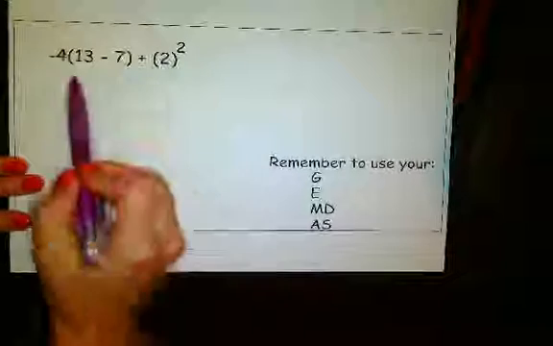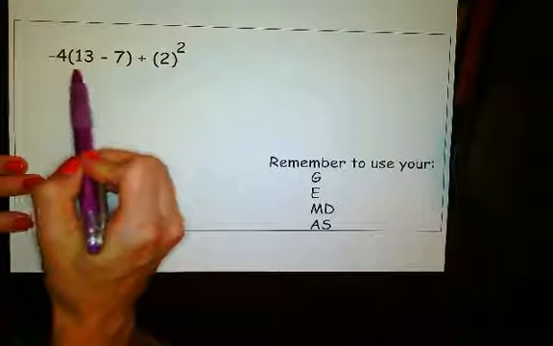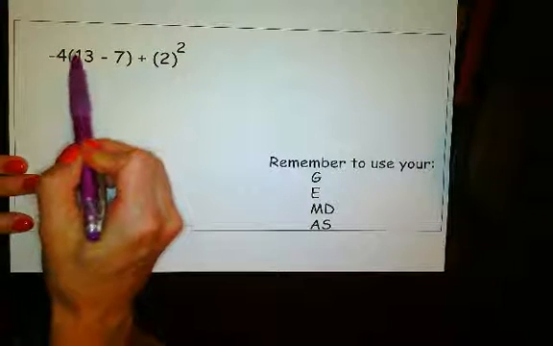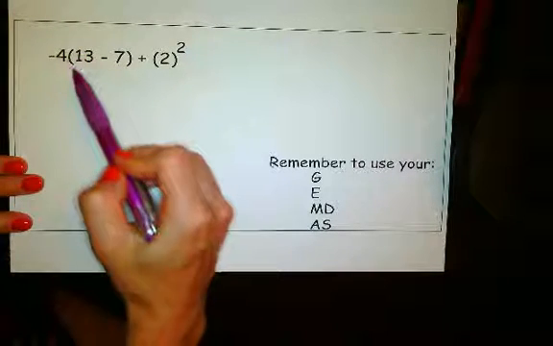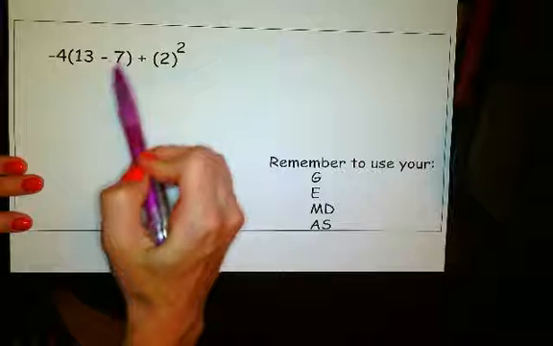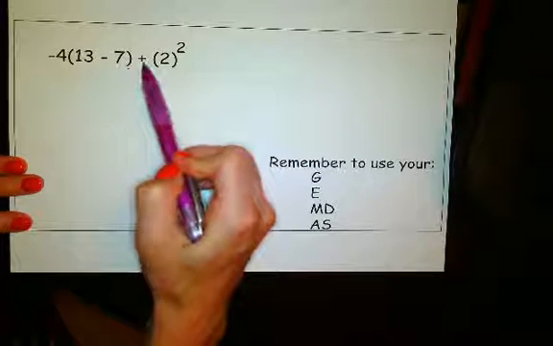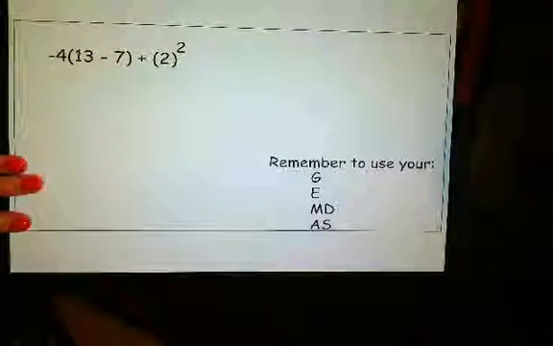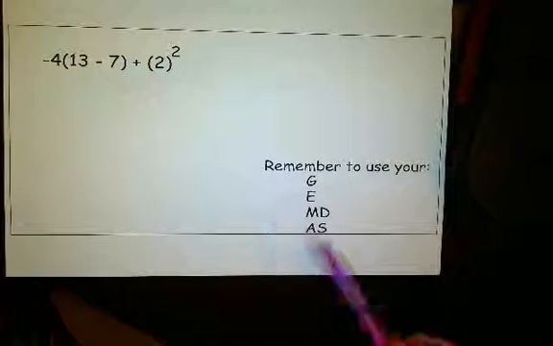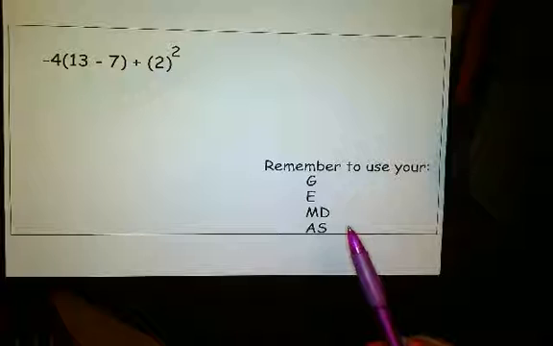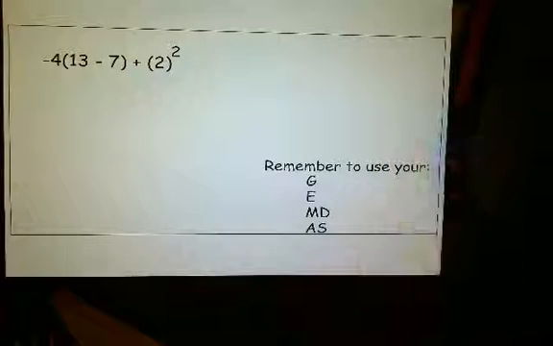Example number 3, I just wanted to bring your attention. We do have a negative number in here. We have negative 4 to start our problem off with. So negative 4. And then in parentheses we have 13 minus 7, close parentheses, plus 2 squared. So I'm going to give you about 10 seconds to copy this down in your notebook along with your checklist. And when you're finished, if you will put your pencil down on your desk in front of you.